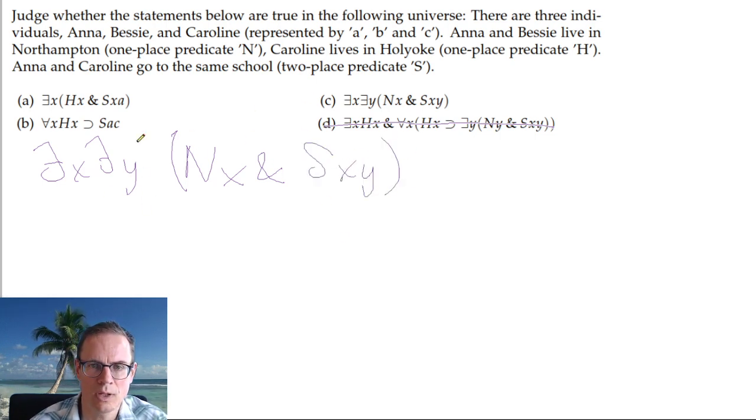Okay. Well, you can think of it this way. Which individuals would you assign to those variables to make this come out true? Is there a person that lives in Northampton and that goes to the same school as some other person in the domain? Well, Anna and Caroline go to the same school. So if we put A here and C there, then the second half is true. And the first half says A lives in Northampton, which is true as well. So this is true.